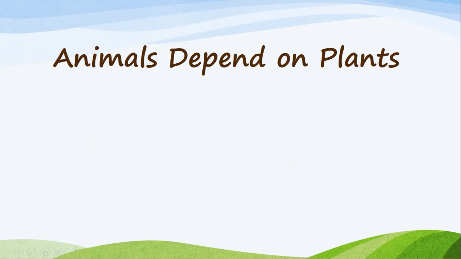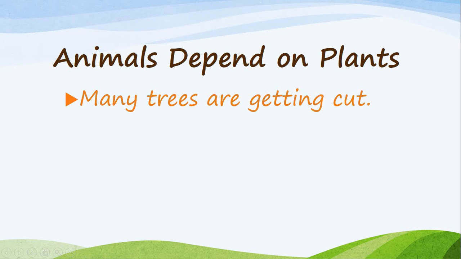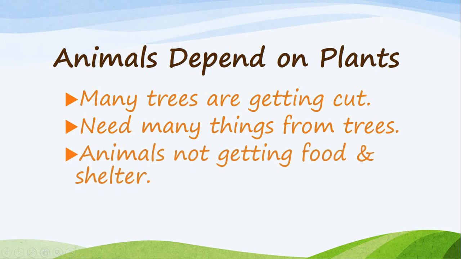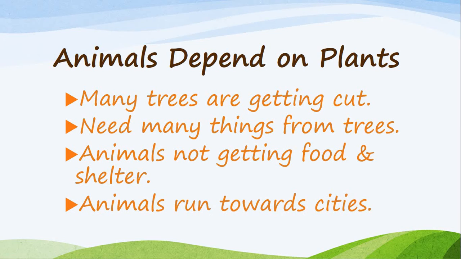People need many things from trees, so many trees are getting cut down. Because of this, animals are not getting food to eat and they are losing their shelter. Many animals run towards cities for food and shelter. And many animals can die in search of food and shelter.